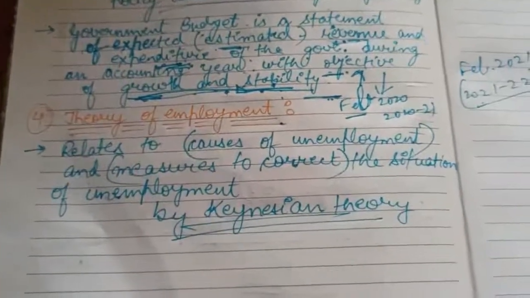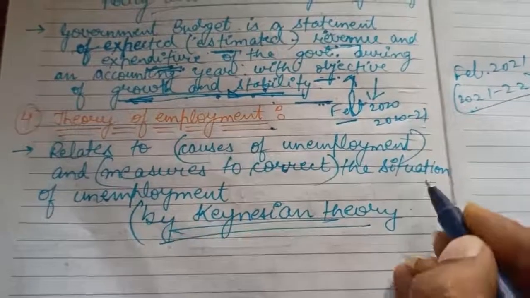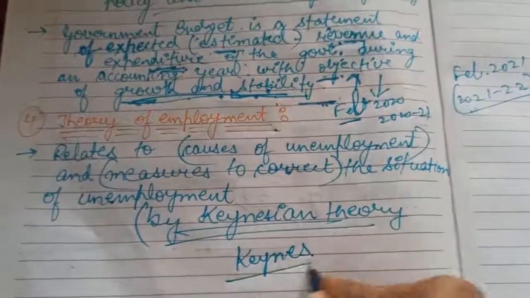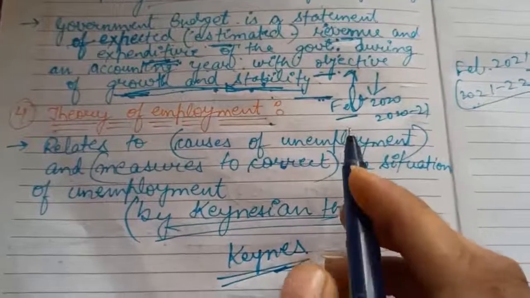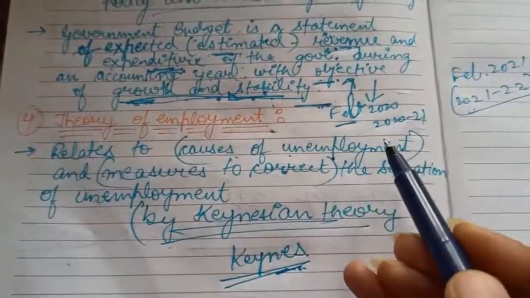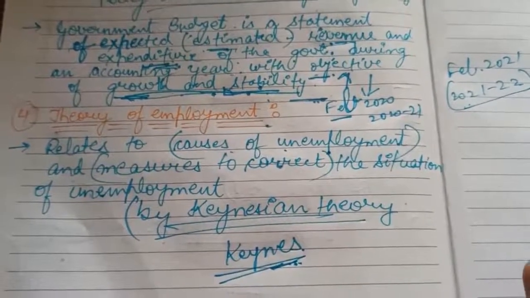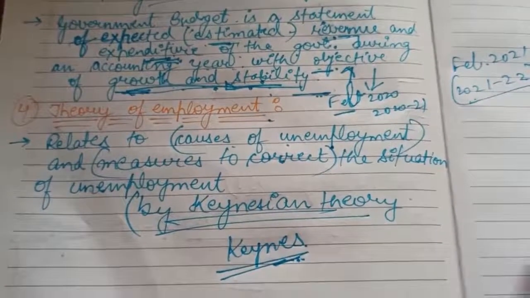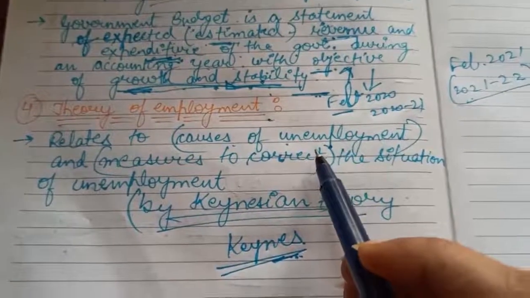Now the next one is theory of employment. Theory of employment is given by Keynesian. He is known as Keynes. Clear? We can say it as Keynesian theory, in which he gave the causes of unemployment. Now you know what is unemployment. Unemployment in simple language is known as berozgari. That is the people who want to work at the existing wage rate but are not getting the work. That is known as unemployment.